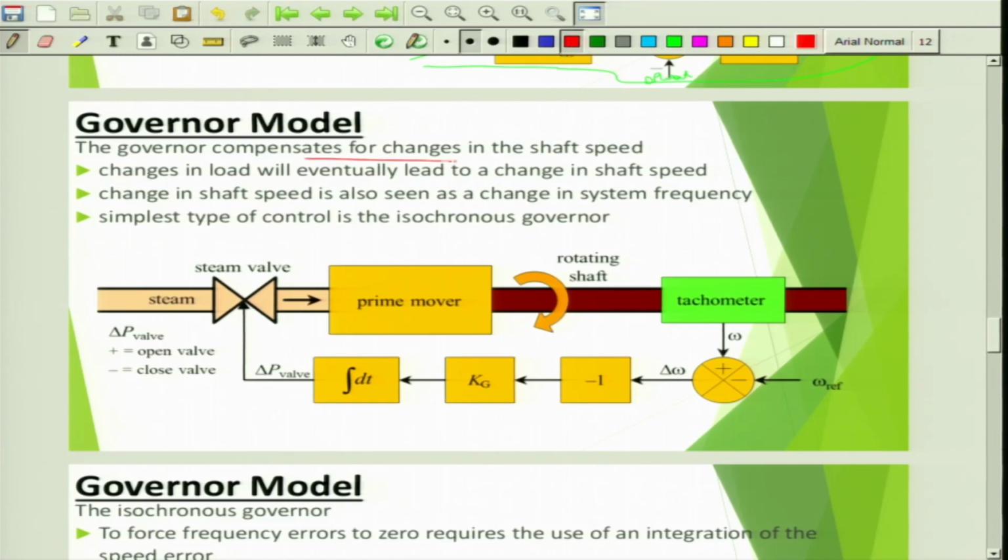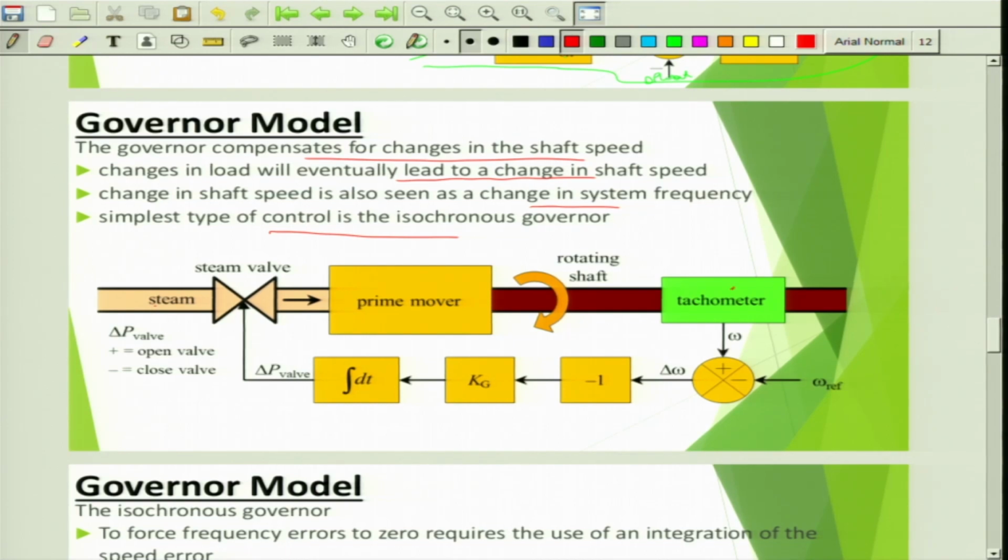The governor compensates for change in shaft speed. Changes in load will eventually lead to change in shaft speed basically, right. Change in shaft speed is also seen as a change in system frequency. So the simplest type of control is the isochronous governor. Isochronous means there is only one generator connected to the system where there are loads present. Now how does it work? There is a steam input which is regulated through a steam valve to a prime mover, and there is a rotating shaft. Let us say there is a generator and all is there.